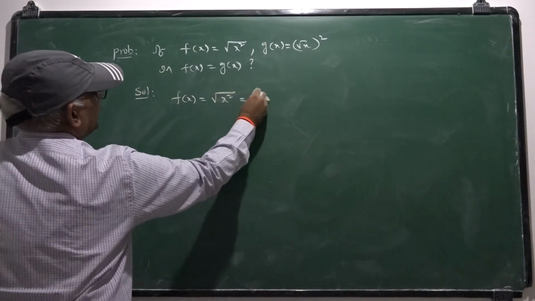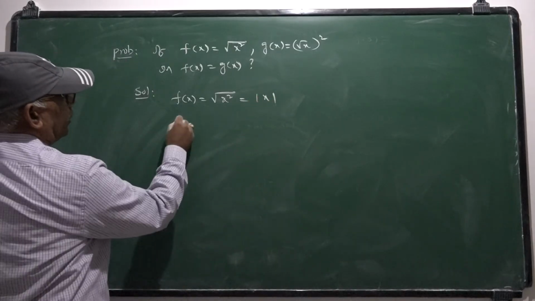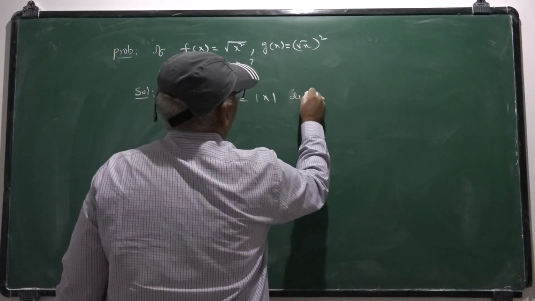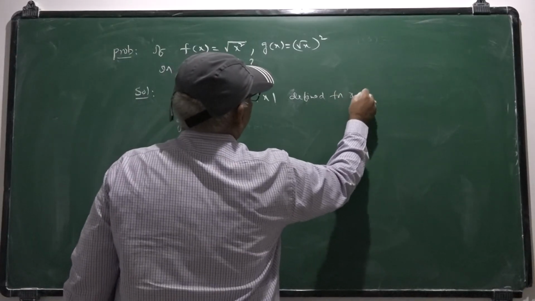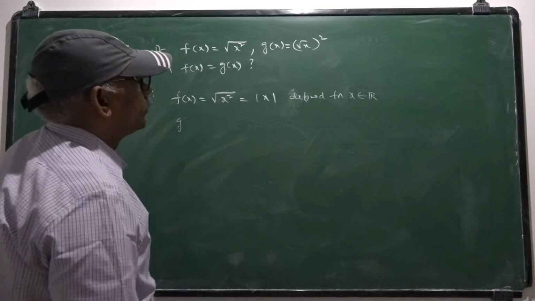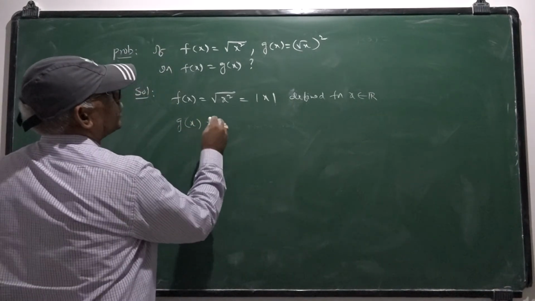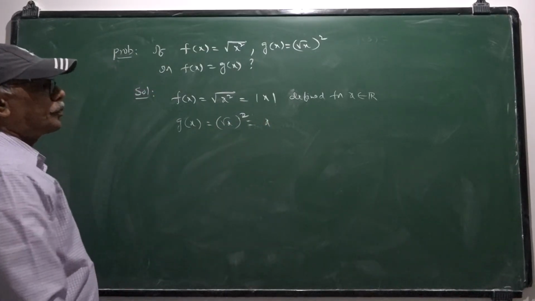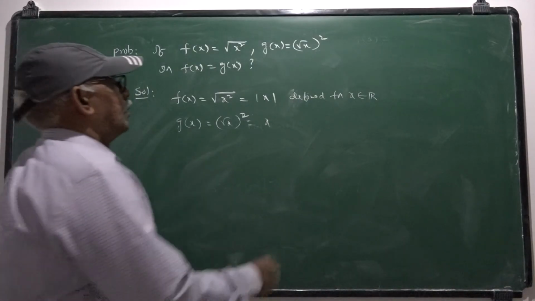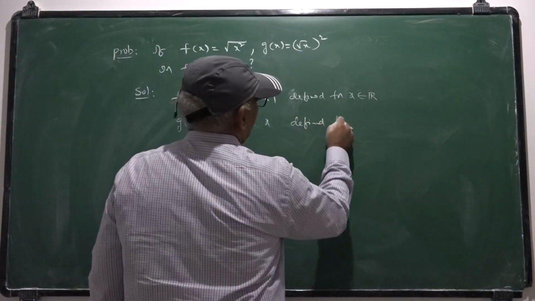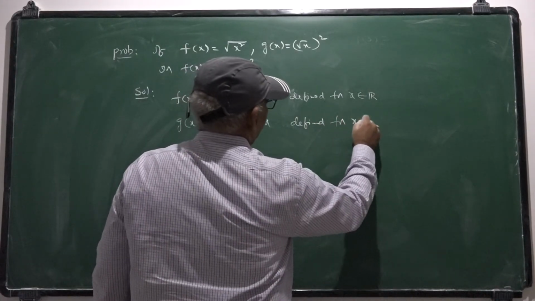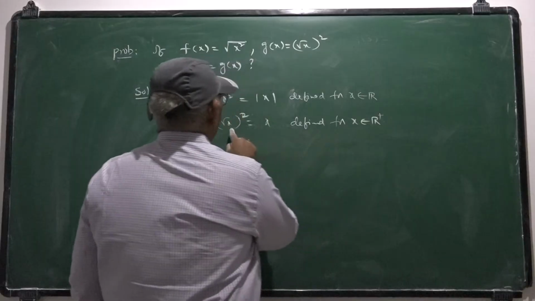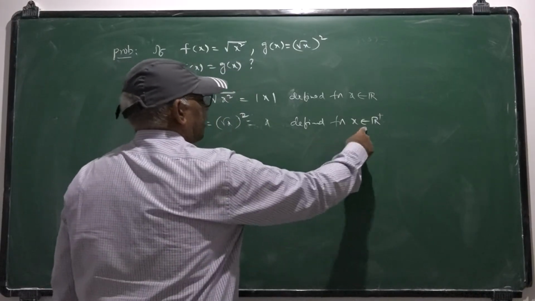f(x) equal to root x square means this is mod x, defined for x belongs to R itself. g(x) is root x whole square, that is x, defined for x belongs to R plus only, because root x is defined for R plus.